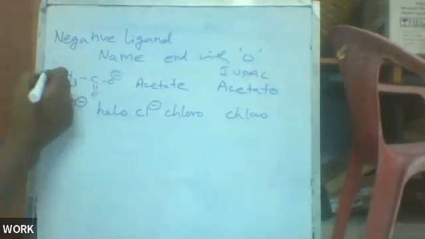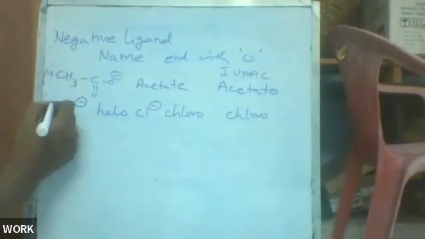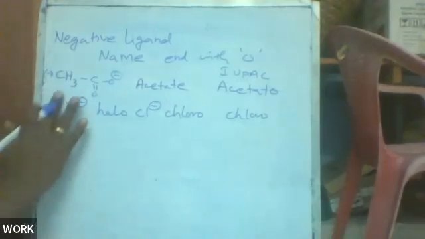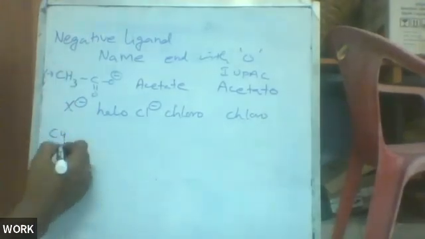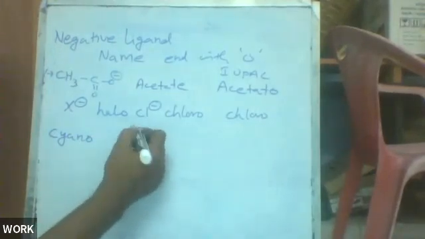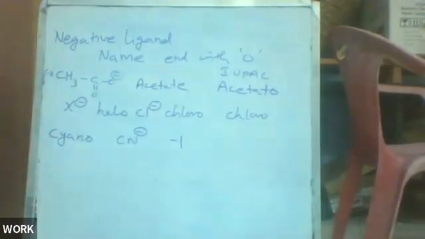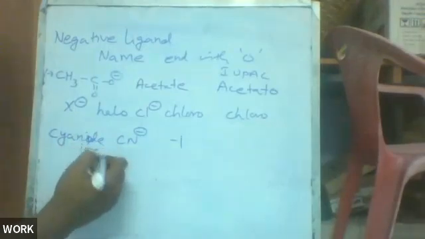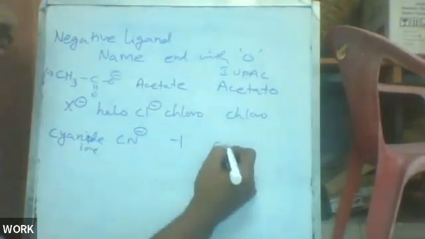The charge is -1 for these. The next, CN minus, cyano. CN minus, so the charge becomes -1. Cyanide ion, the name should be cyano.